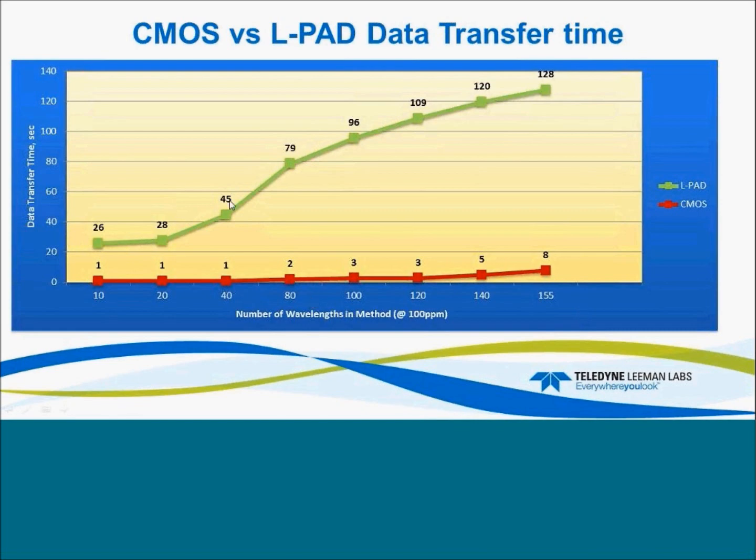So more realistic is 45 elements, which is a lot of elements to do. From 10 to 40, even up to 80, there's virtually no change. So this will give you much better sample throughput when you have a high number of elements in the method, and a lot of those elements at really high concentration. So this was an interesting plot, and we're quite pleased with the speed of the data output on the system.